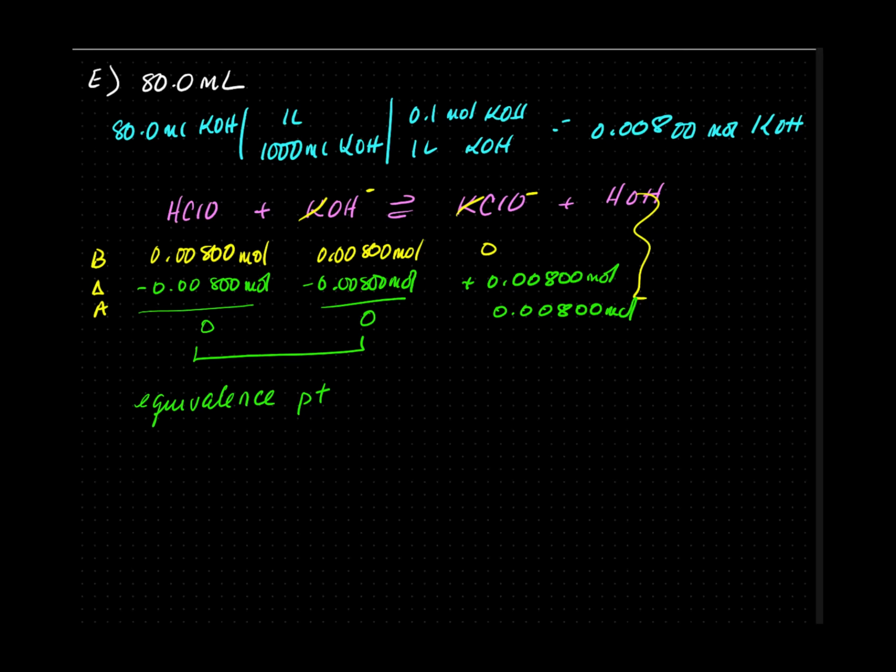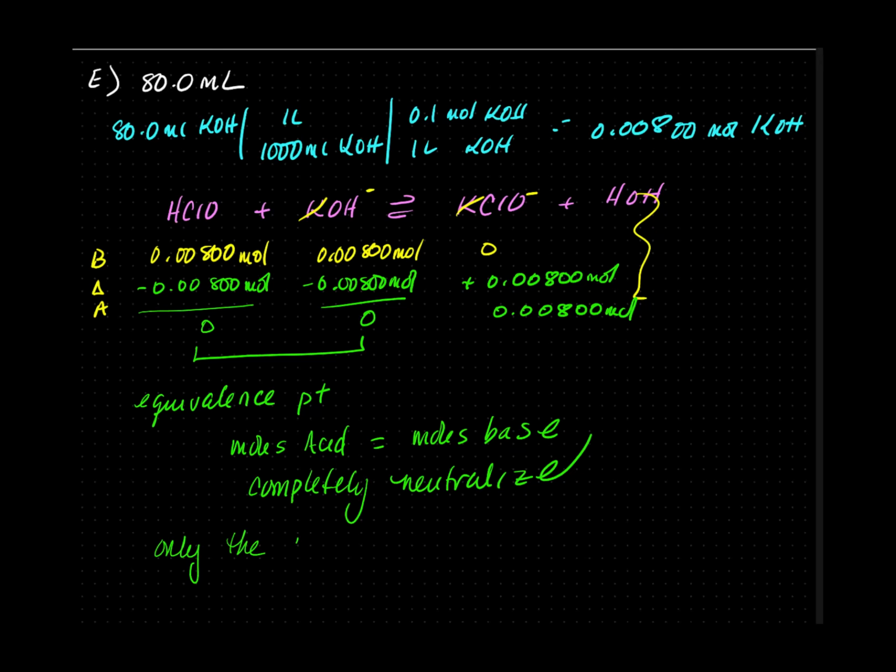Equivalence point is the point in which the moles of the acid will equal the moles of the base. So that means it is completely neutralized. Only the conjugate is present. In this case, it is the conjugate base. If we had a weak base and a strong acid, it would be the conjugate acid.